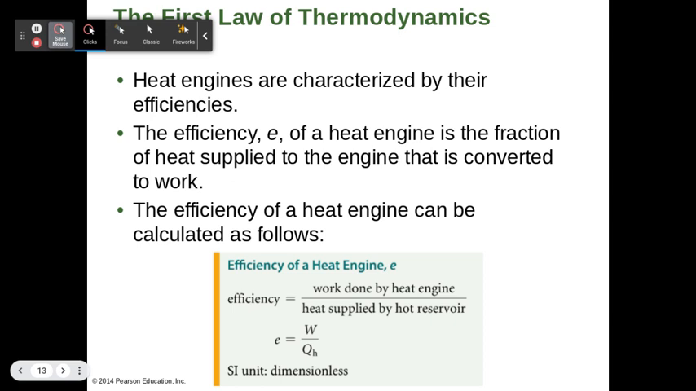Efficiency. Heat engines are characterized by their efficiency, and no heat engine is 100% efficient. So if you're doing these problems and you get 100% efficiency, you have done something wrong. They will also never be over 100%. So the efficiency E of a heat engine is the fraction of the heat supplied to the engine that is converted to work. So it's basically the work that's done divided by the heat that's added from the hot reservoir.